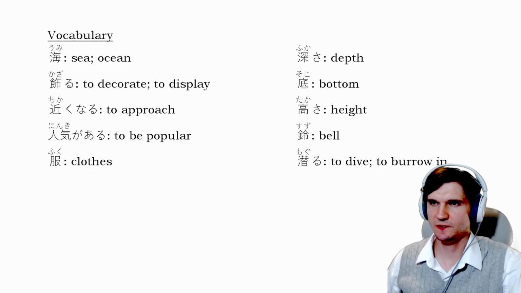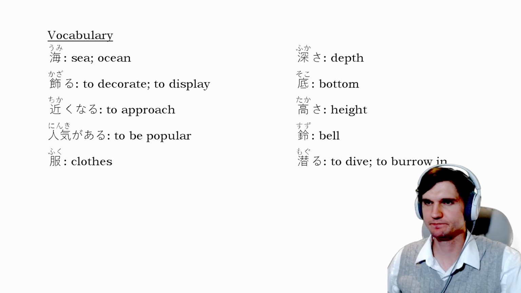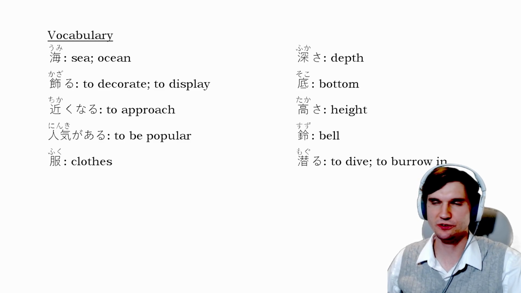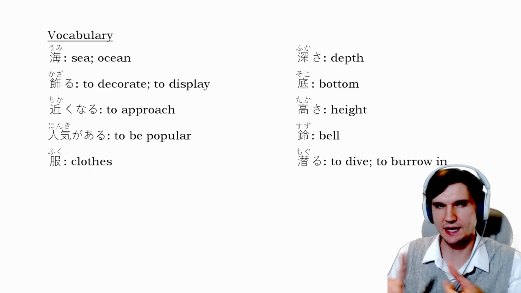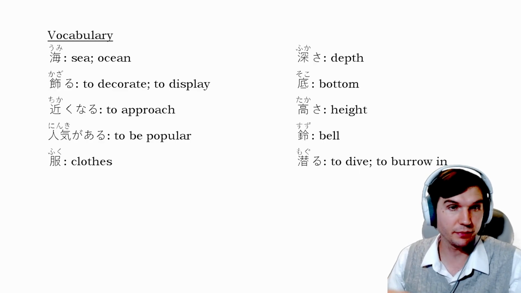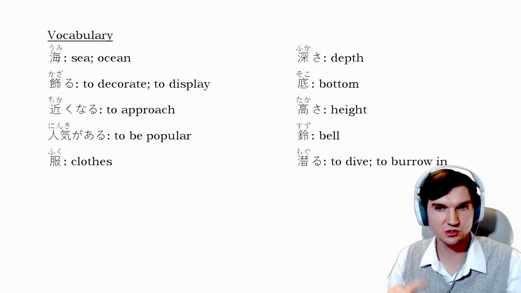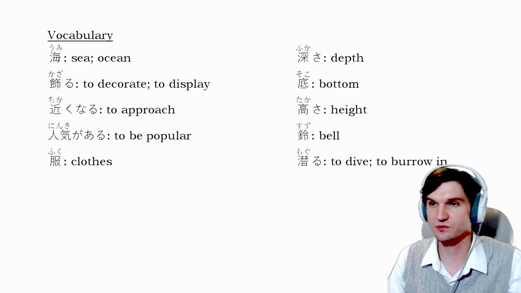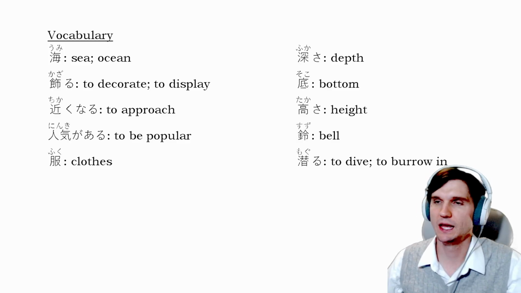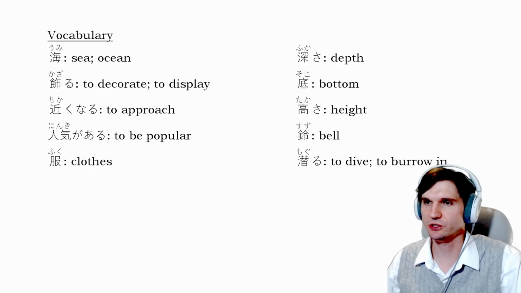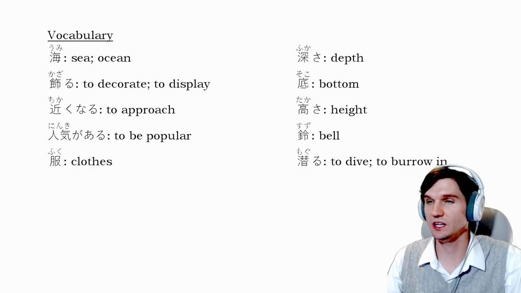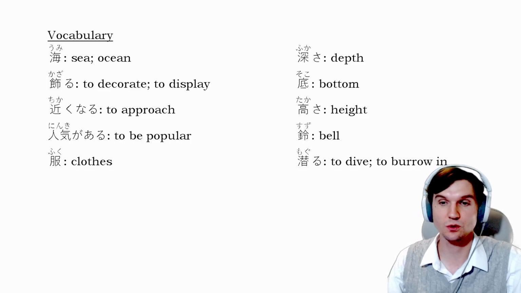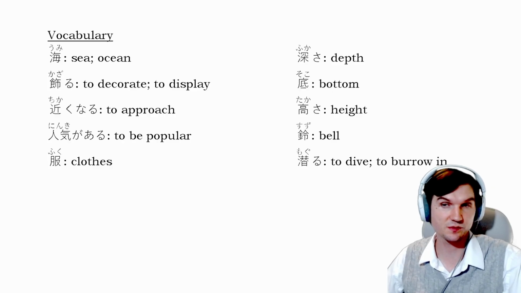Okay, so here is our vocabulary list from the article. We have umi, which is the sea or the ocean. Kazaru, which is to decorate or to display something. Chikakunaru comes from chikai, the i adjective chikai, combined with naru. So in order to connect to naru, we use ku. So chikakunaru means for something to approach or to come close. Then we have ninki ga aru. So ninki means popularity, and this is ga aru as in it exists. So ninki ga aru, someone or something that has popularity, so something that is popular.